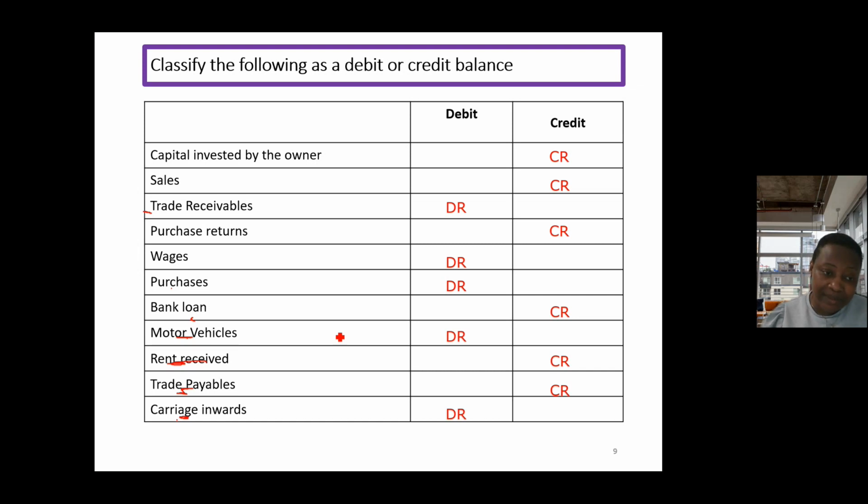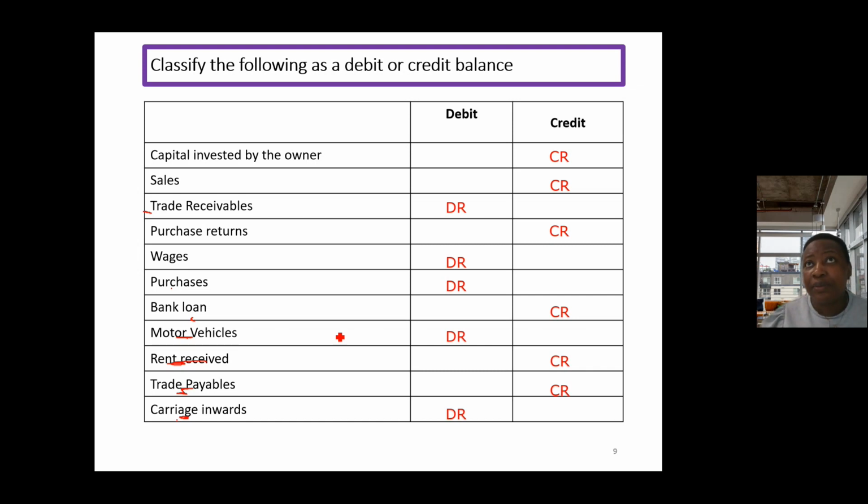Carriage outwards is also an expense. It is an expense to sales. It means that we've sold things to our customers. This is the cost of postage, delivery, and all of that. That reduces the sales amount. So you would usually subtract your carriage outwards from the sales, whereas with your carriage inwards, you would usually add that to your purchases. Okay, and so this is it. I hope this is clear.